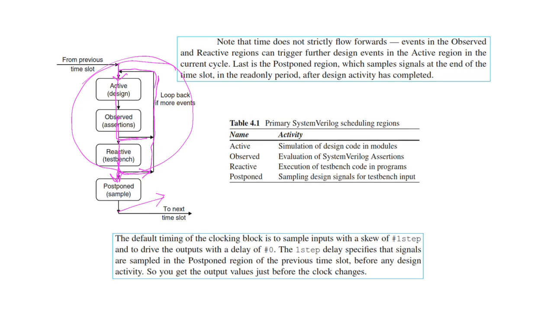So this is the summary of regions. Active region: simulation of design code. Observed region: evaluation of SystemVerilog assertions, which we have already seen. Reactive region: execution of test bench code in program blocks. Postpone region: sampling of design signals for test bench inputs. So due to this, we can confidently say test bench and modules cannot have a racing problem.